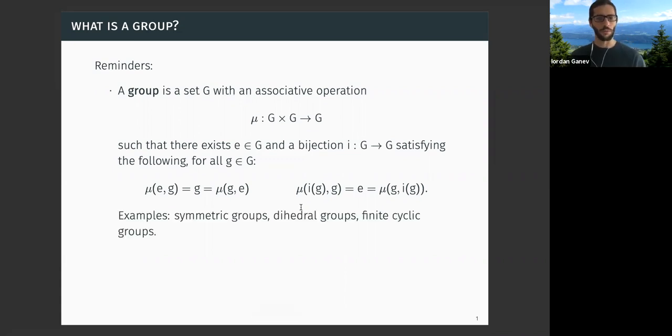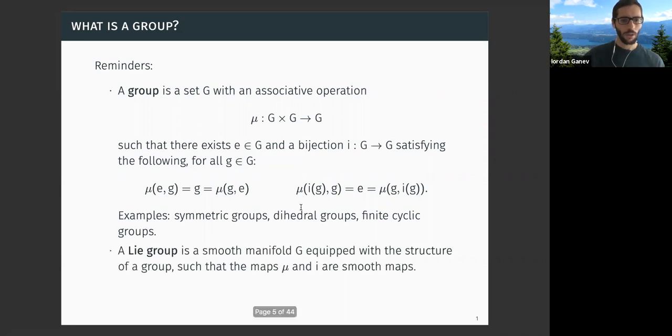So you've seen examples of groups like the symmetric groups, dihedral groups, finite cyclic groups, finitely generated abelian groups, and so on, and some infinite groups like the integers. And many of you have probably seen Lie groups in the context of differential geometry. So a Lie group is a smooth manifold. So now it's more than just a set, it's a manifold, it has extra structure. And it's equipped with an associative operation that makes it a group. So we have a map mu like before and a map I that encodes the inverses. And now these are not just any maps, but they are smooth maps between smooth manifolds.